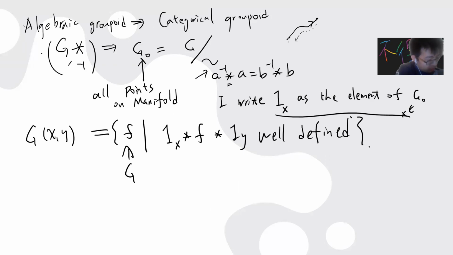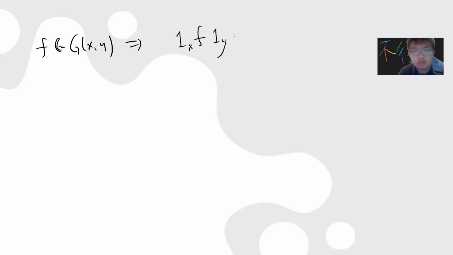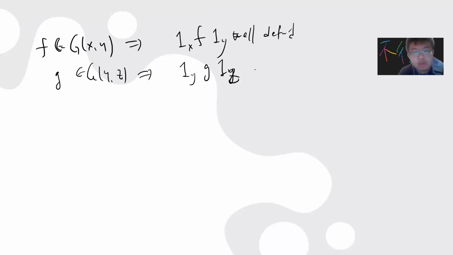Yeah, this composition is a little bit tricky, so let me just quickly check this one. Okay, so let's say F belongs to this G_XY. Remember, F belongs to G_XY means that 1X, F, 1Y is well defined. I neglect this star because it's troublesome. And then let's say G belongs to G_YZ, where Y goes to Z, which means that 1Y, G, 1Z is well defined.